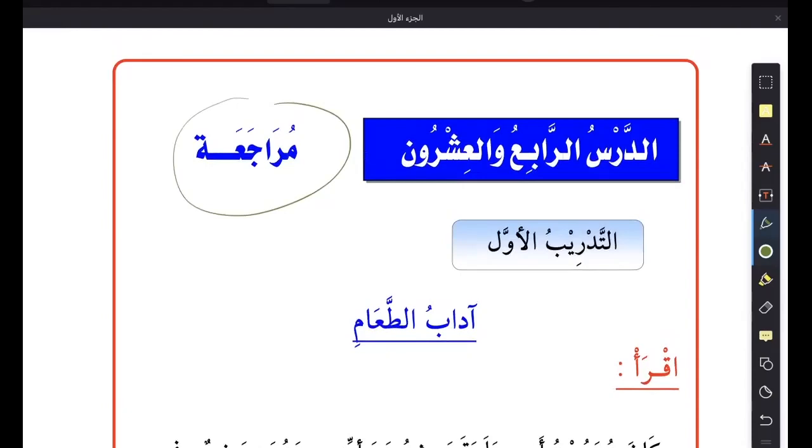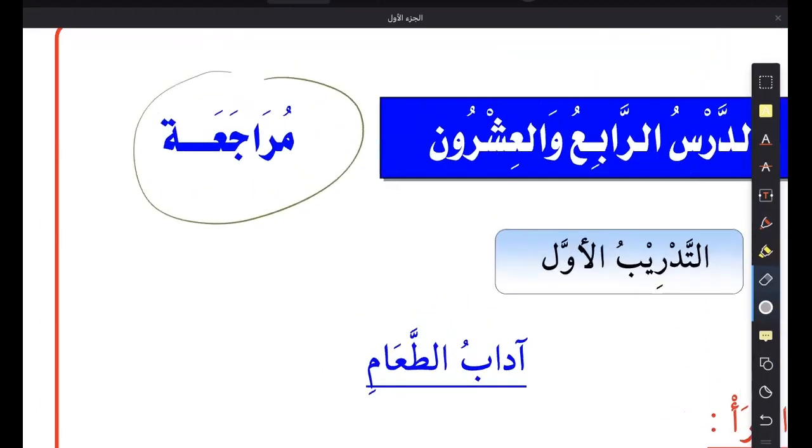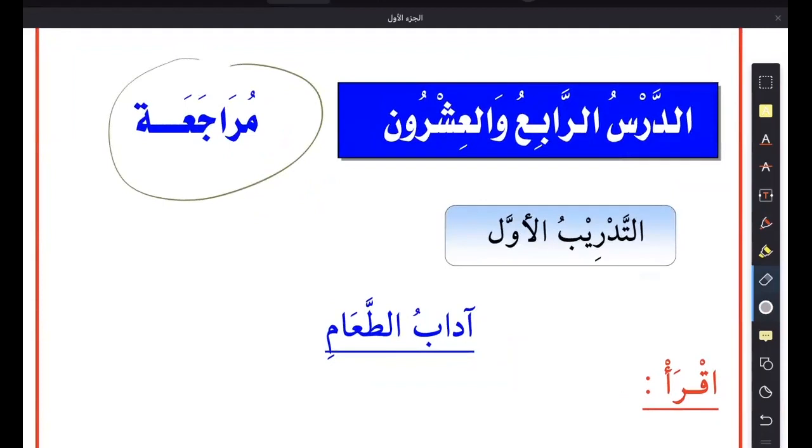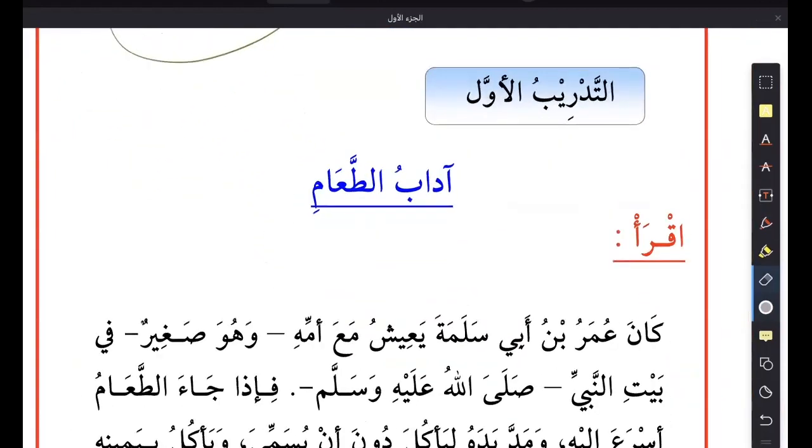Okay, so let's get started. We have الدرس الرابع والعشرون, which is the 24th lesson. It is a مراجع, which means a review. التدريب الأول, the first exercise.